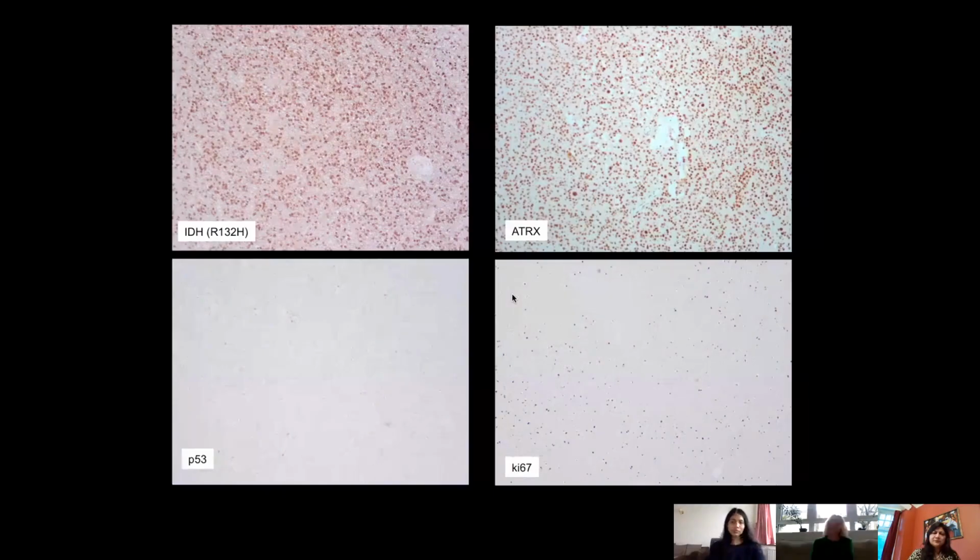And immunohistochemistry here, again, the IDH antibody shows positive immunoreactivity, indicating mutation. Here, ATRX is retained in all tumor cells. There is no overexpression of P53. And then here, bottom right, the proliferation index is relatively low, around 5%.